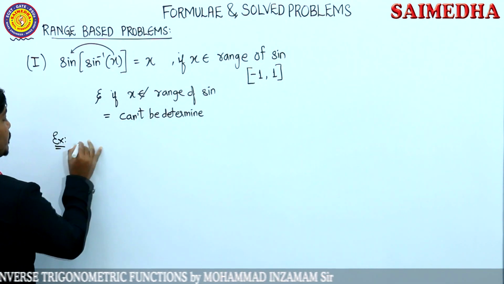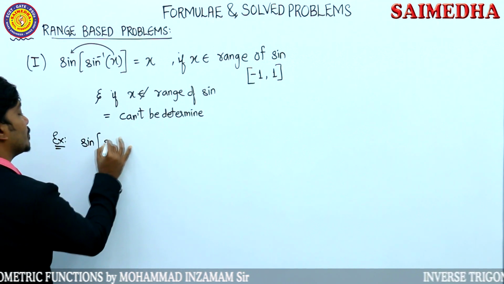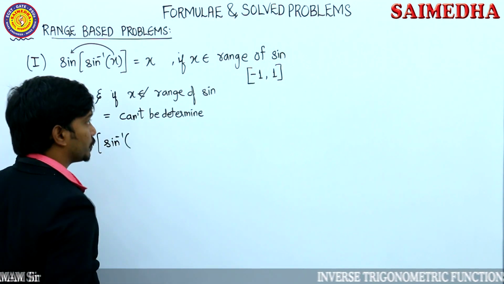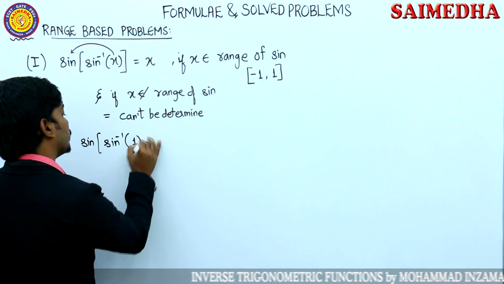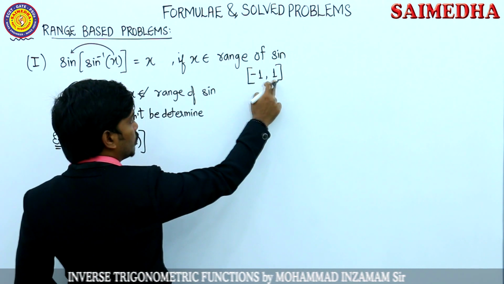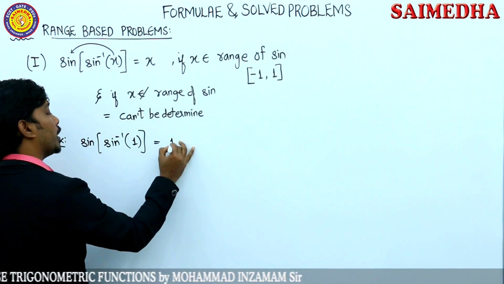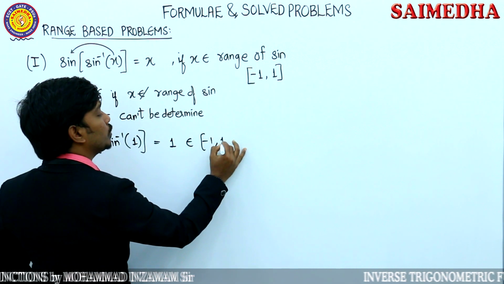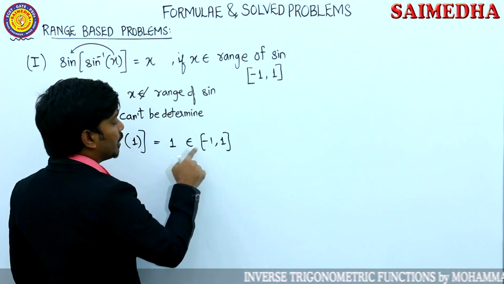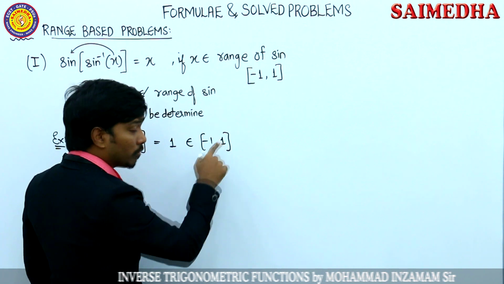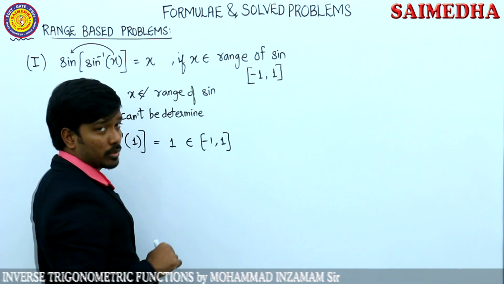Example. Sin of sin inverse of, let me write here 1, because 1 is also an included value. Then 1 belongs to the range of what? Minus 1 to 1. Yes or no? 1 is there in between minus 1 to 1, included bracket, so 1 is also counted. So yes, 1 is also the correct answer.